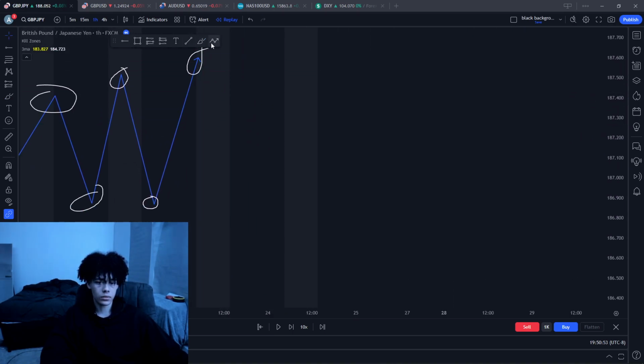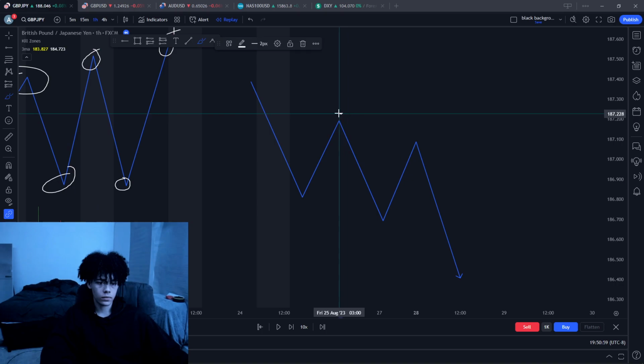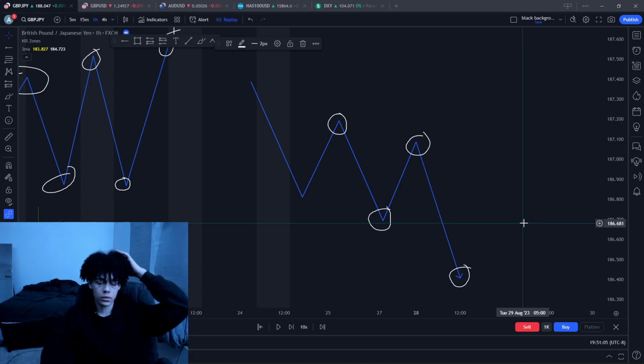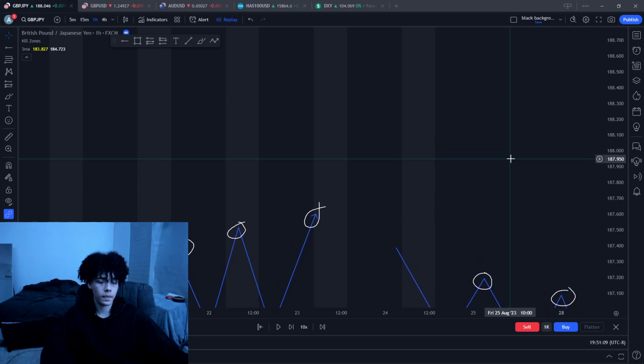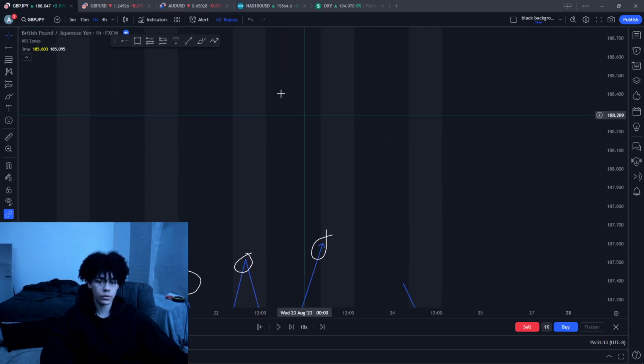And then what is a downtrend? You have lower highs, lower lows, lower highs, and lower lows. So that is what makes an uptrend, and that is what makes a downtrend. Okay. So another way the market can move is something called consolidation.